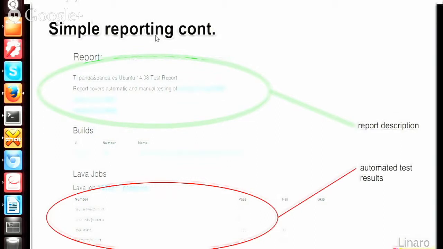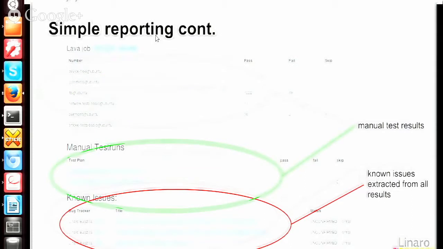Yeah, some results from Lava, right? Then those manual tests that I was showing before, and at the very bottom we have some bugs. The bugs are tied to the failed cases in the manual runs or in automated runs, and they are just extracted after that. So we can go by checking the results. We can go and see which one is failing and which bug is responsible for the failure.